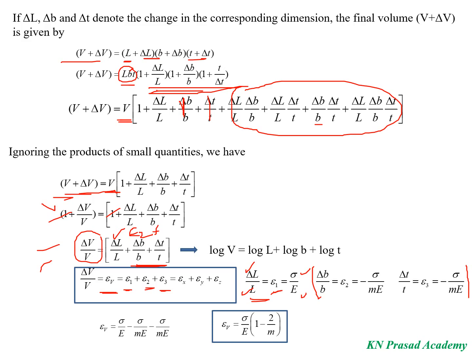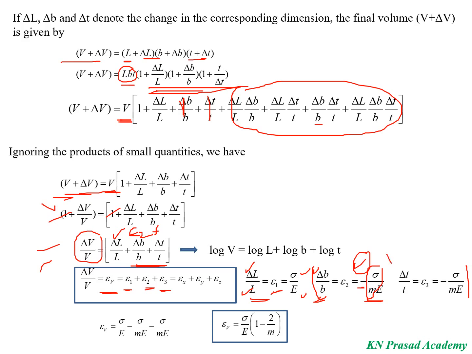Similarly, the strain in the lateral direction, which means in the direction of the width and the thickness, that is delta B by B, is the lateral strain. We are considering it as epsilon 2. Here it is the decrease in width divided by the original width, so it should be minus. Representing it in terms of the Poisson ratio, it gives sigma by E into 1 by M, which is nothing but sigma by ME. The nature is compressive, that is why we are giving the minus symbol. So epsilon 2 equals minus sigma by M into E.